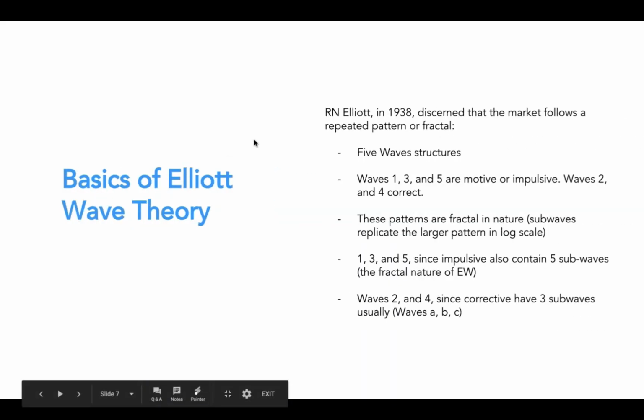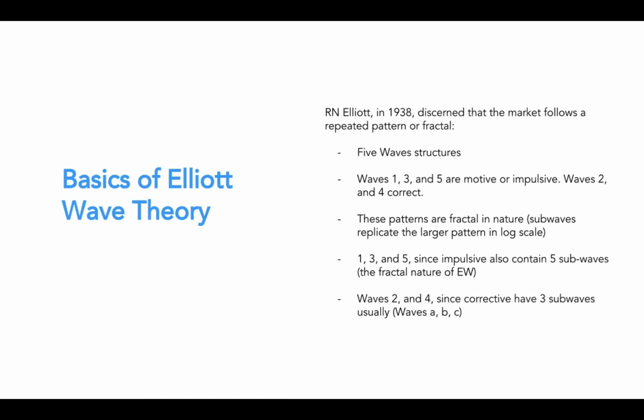So the basics of Elliott Wave. R.N. Elliott, I think it was 1938, so I got off Wikipedia, discerned that the market follows a repeated pattern or fractal. It's these 5-wave structures. Again, a lot of you have heard this before, but I want to make sure those that are new know all this. You can go to the Wikipedia page to get a quick review. Again, just an overview. You can go to webinars on our site. I really recommend over all of that, starting with Prechter's book.